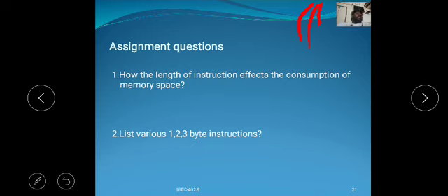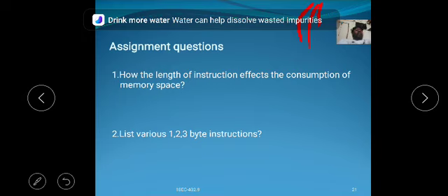How does the length of the instruction affect the consumption of memory space? Based on the length, executing a program with 3 byte or 2 byte instructions requires more memory space compared to 1 byte instructions. That's why the length of the instruction affects the consumption of memory space.